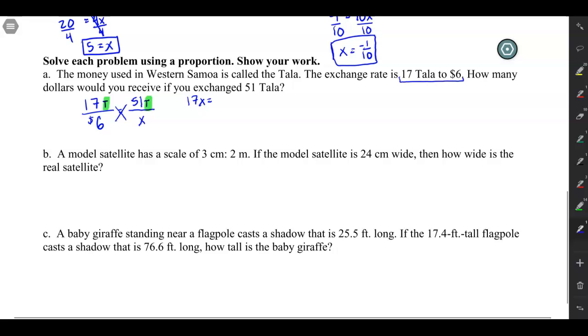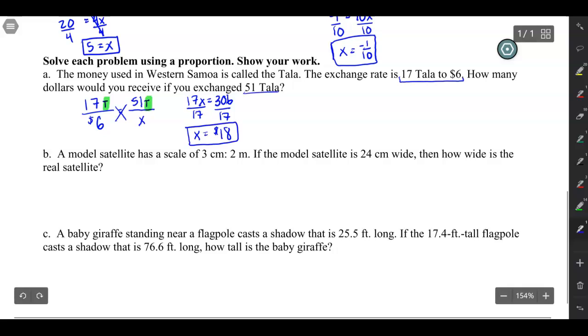Whoops, 6 times 51 is equal to 306. Divide both sides by 17. You get 18. So x equals 18. So that means that when I trade in 51 tala, I'm going to get $18 back. Okay. So I'm going to show you another way to work through this same exact problem by setting up a different kind of ratio and proportion.